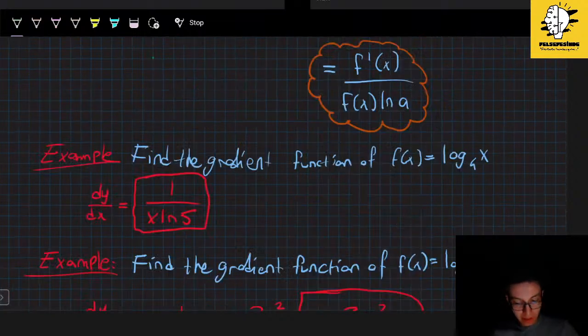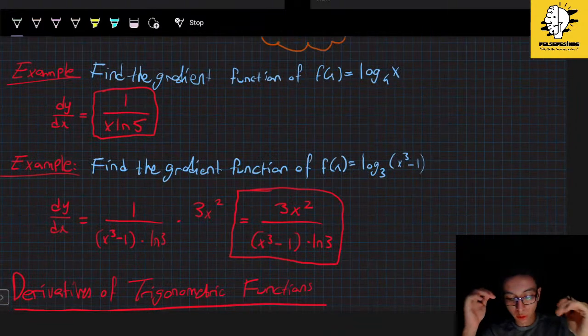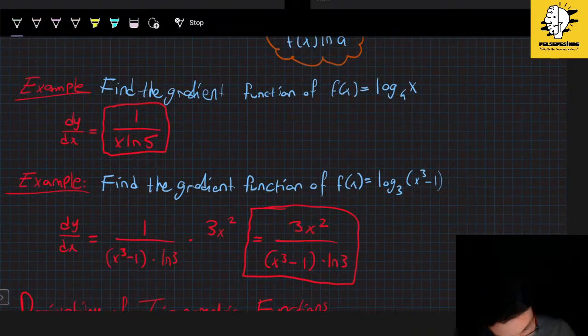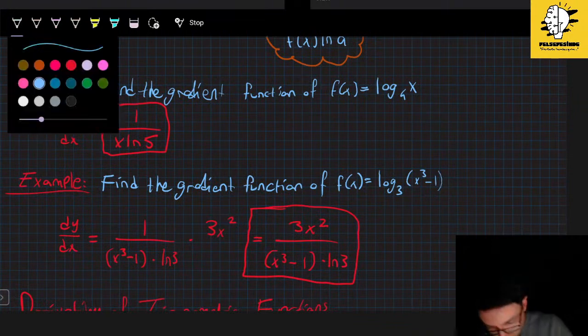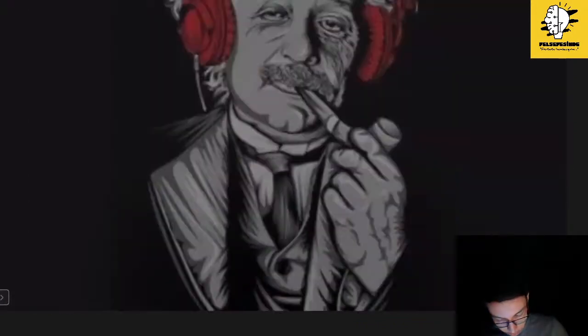I have two. The first one is pretty easy. Find the gradient function of f(x) equal to log 4 x. Sorry, this should be 5, I guess. One of them should be 5. Oops, I guess my OneNote has just crashed, so let's open it once again.